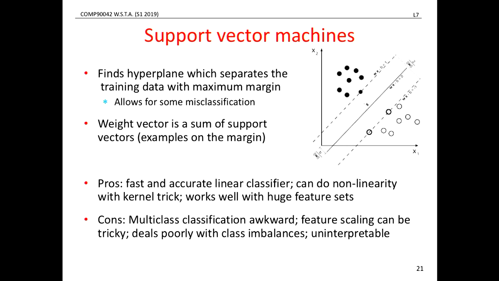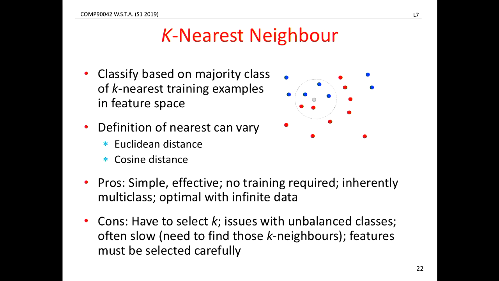Okay, support vector machines are another one. I'm not going to dwell on them. By and large, they look a little bit like logistic regression, except instead of giving a probability, they give a weight, a score for how much this example looks like a positive versus a negative class. K-nearest neighbor is another one.